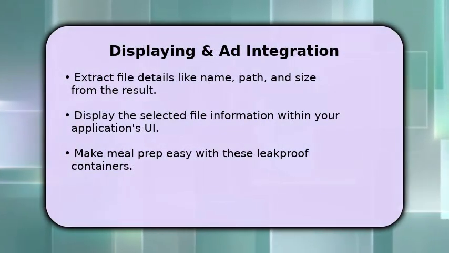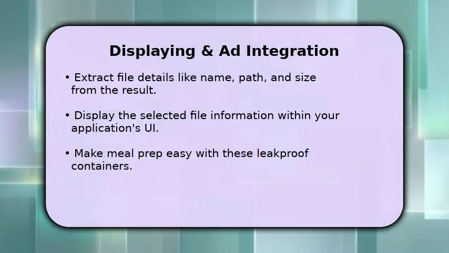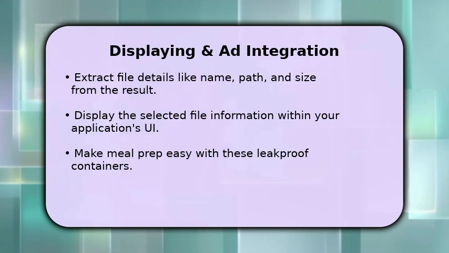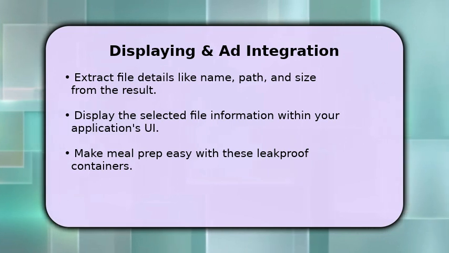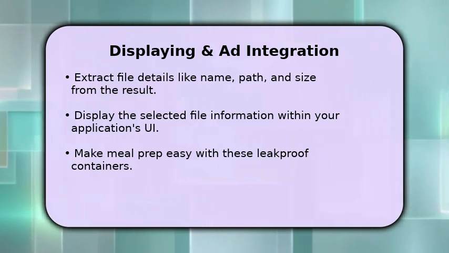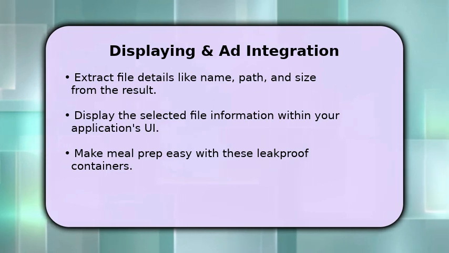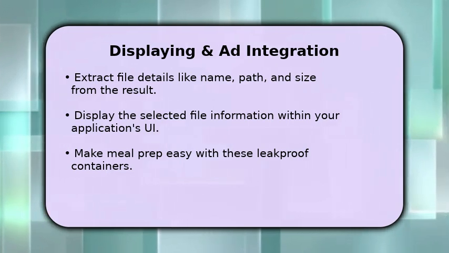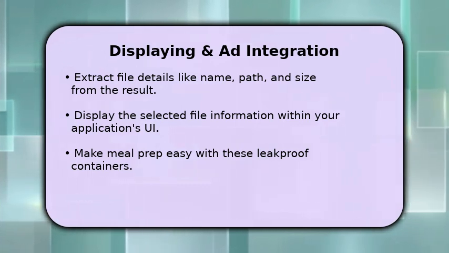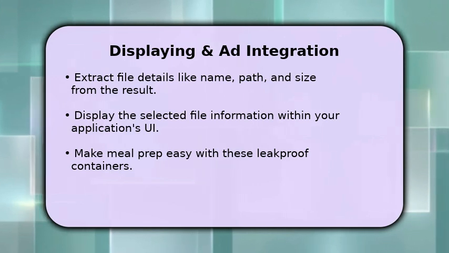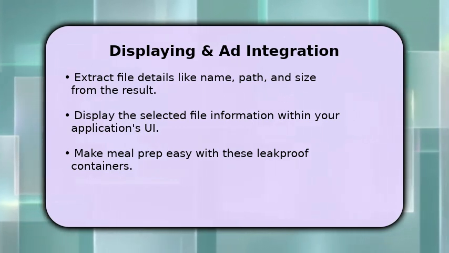Once you have the file picker result, you can access the selected file's details, such as its name, path, and size. Display this information in your app's user interface to confirm the selection to the user. Remember to handle any errors gracefully, perhaps by showing a snack bar if file picking fails. This completes the basic implementation of a file picker in your Flutter application.